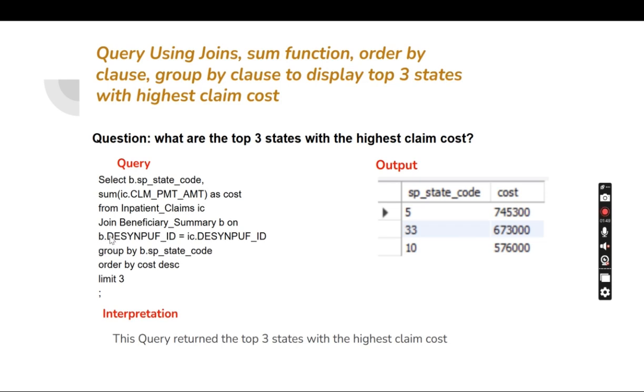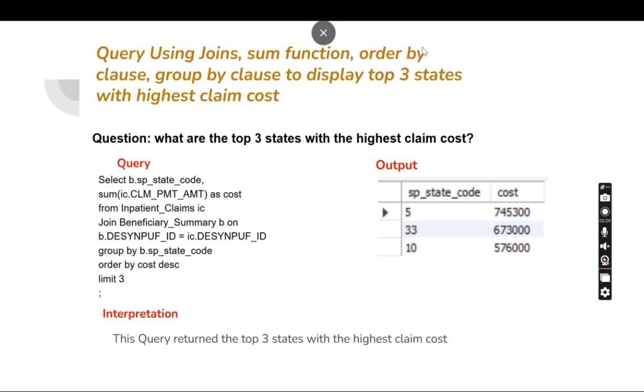So in this query, I use the INNER JOIN as well as the GROUP BY and ORDER BY clause. To get the 3 states with the highest claim cost, I joined the inpatient claims table with the beneficiary summary table. The intersected column between the 2 tables is the HCIN-543 ID. I grouped by state code in order to return one single value for each state. The ORDER BY clause was necessary to display the claim cost in descending order. I set the limit as 3, so only the top 3 states would be returned.